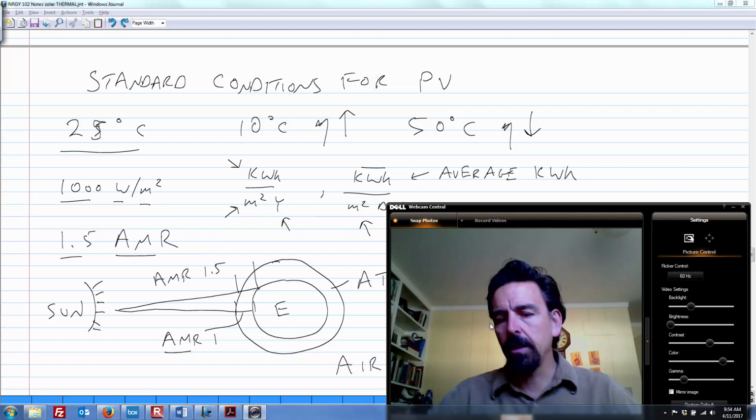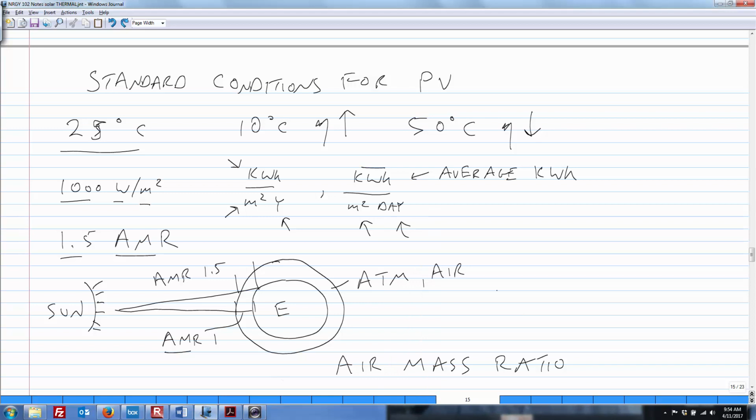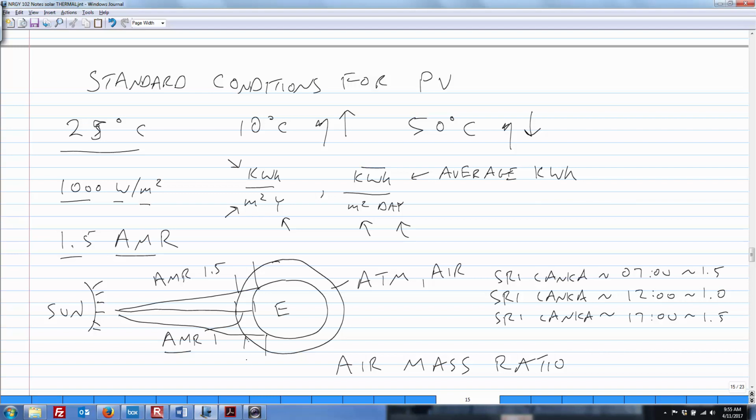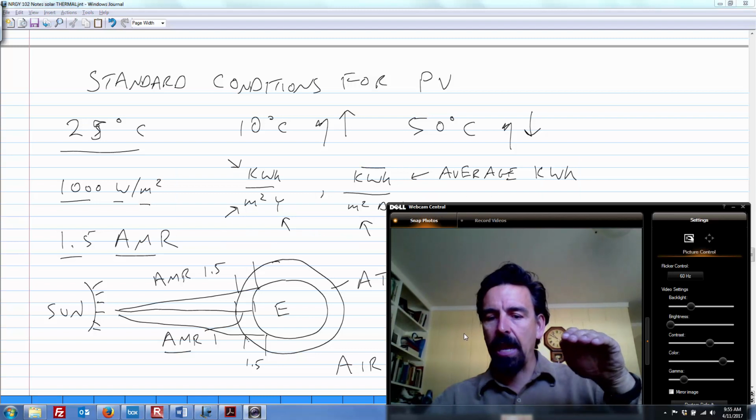So I think in Sri Lanka we can do this. Sri Lanka, at around 1200 hours, we're approximately 1.0. Sri Lanka at around, let's just say 0700, maybe 1.5. Sri Lanka at around 1700 hours might be 1.5. So we can either have this or this, 1.5. So air mass ratio means how much atmosphere that the sun has to go through.